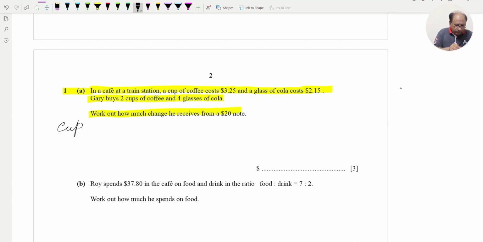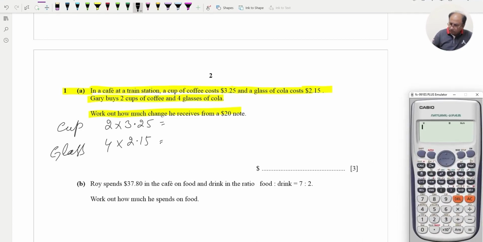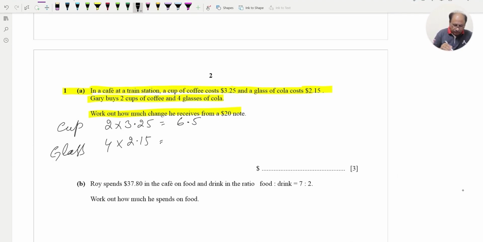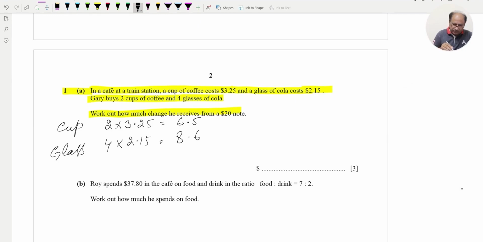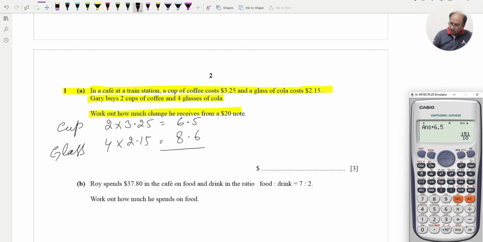So first of all, a cup is costing 3.25 and there are 2 cups, so 3.25 will be multiplied by 2, and there are 4 glasses of 2.15, so multiply by 2.15. 3.25 multiplied by 2 is equal to $6.5, and the other calculation, 4 multiplied by 2.15, will be equal to 8.6.